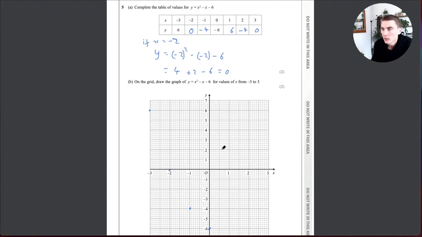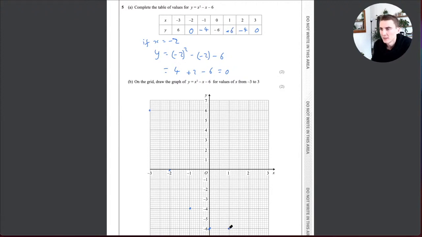Then we've got 1, 6. Hang on, 0, minus 6. Sorry, that's meant to be minus 6, my bad. Apologies, so 1 was actually minus 6, not positive 6. That's why that looks a bit funny.